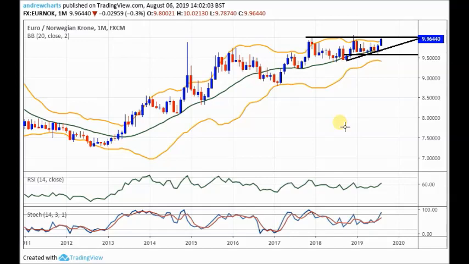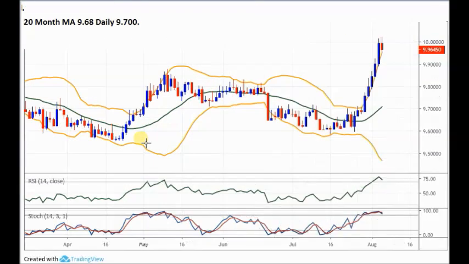So let's go and take a look at the daily chart, draw levels of entry, stop and target. On the euro knock, and we're on the daily chart, of course. I've just made a note here. Didn't say it on the monthly chart, but the 20-month moving average is at 9.68, which almost lines up with the daily at 9.70, and that is going to be our first target.